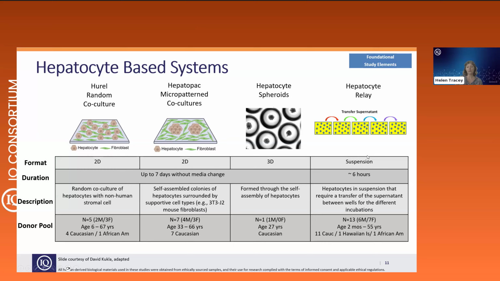One important point that I want to make from this slide is that the donor pools varied between each of the hepatocyte systems. So the donor number differed quite substantially, ranging from 1 in the spheroid system to 13 in the relay. And then donor age was also a major difference. For example, infants were included in the relay pool, and older children in the HuREL pool. And then in both HuREL and HepatoPac, there were geriatric donors. And donor ethnicity was also another variable between the systems.